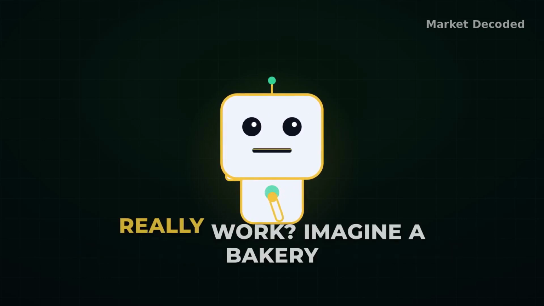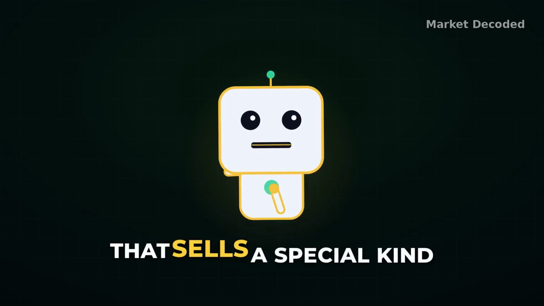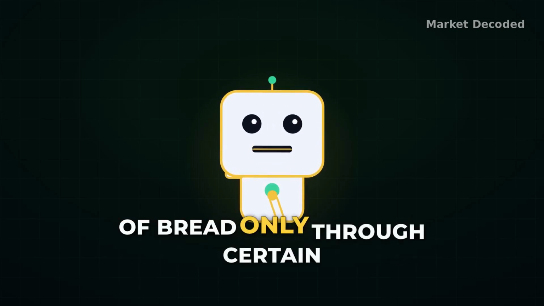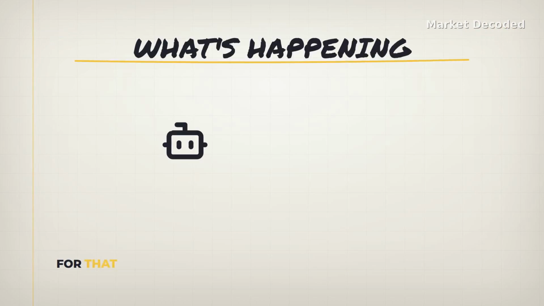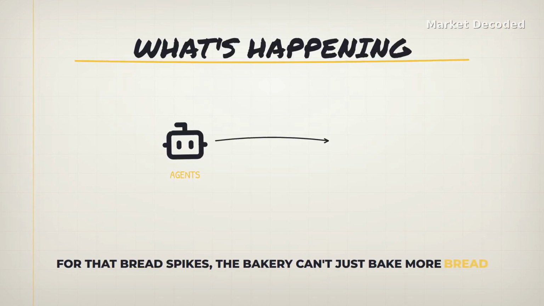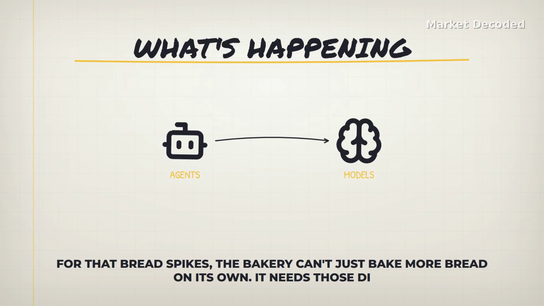But how does this really work? Imagine a bakery that sells a special kind of bread only through certain distributors. If demand for that bread spikes, the bakery can't just bake more bread on its own. It needs those distributors to handle the logistics.